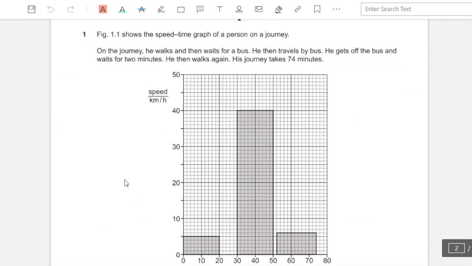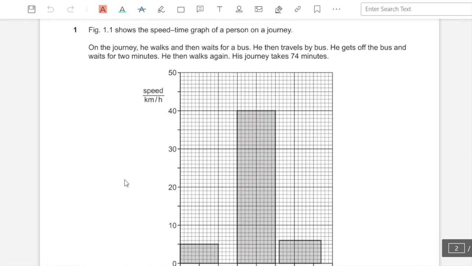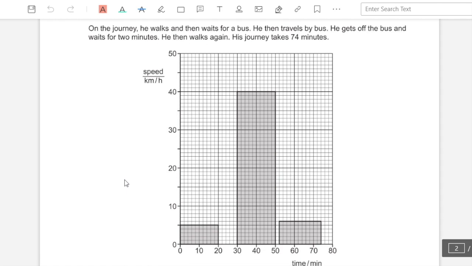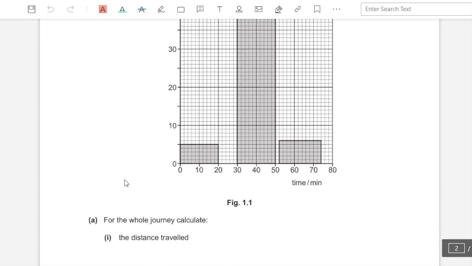Starting with question number 1, figure 1.1 shows the speed time graph of a person on a journey. On the journey, he walks, then waits for a bus. He then travels by the bus. He gets off the bus and waits for 2 minutes. He then walks again. His journey takes 74 minutes.